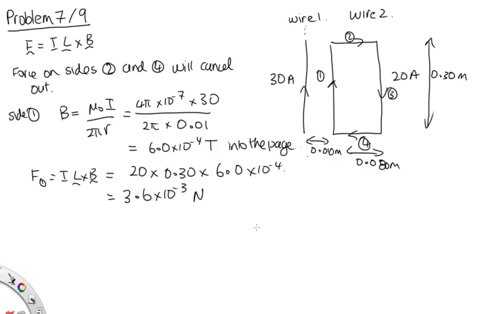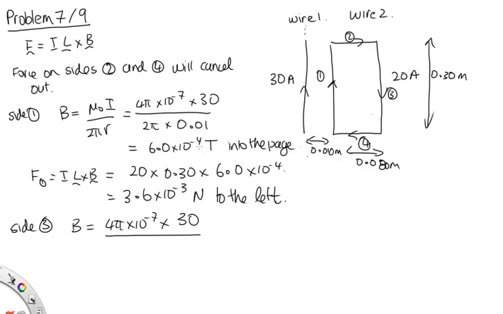Now what we need to do is consider the direction. The L is going up the page and the B is going into the page. And so the cross product is directed to the left. Now for side 3, we need to calculate the B here, so we just substitute into this formula again. So it's 4 pi times 10 to the minus 7. The current through wire 1 is 30, so that's generating the magnetic field here. And then the distance, in this case, we're 1 centimeter plus 8 centimeters, so 9 centimeters from the wire. So solving that on the calculator, we get 6.67 times 10 to the minus 5 Teslas, and the direction is into the page.